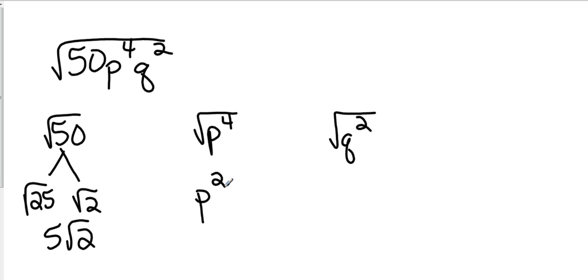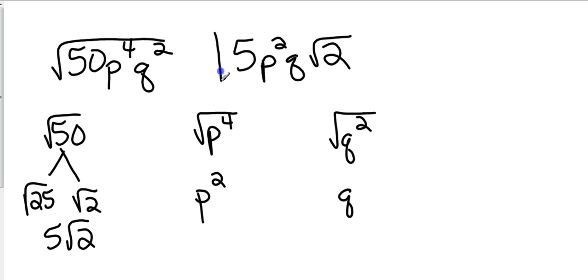Kim, square root of q squared. Where's Kim? Oh, you're over there. Okay, q. All right. So now we got to put it all together. Zach Thomas, what do we end up with? Five p squared q square roots of 2. Okay. So we have a chance to go back and look at those.